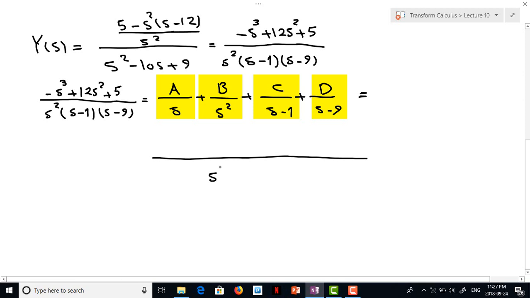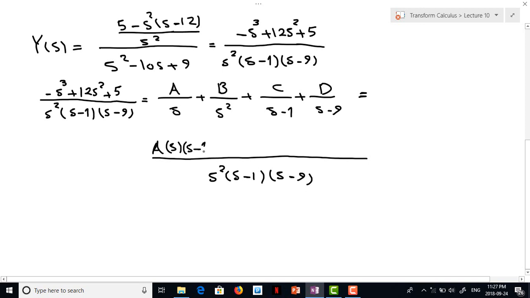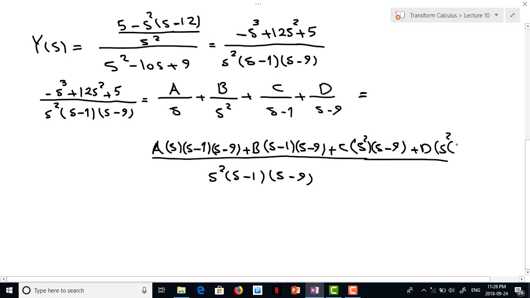So we have here s squared times s minus 1 times s minus 9. So in the numerator we have a times s minus 1 times s minus 9, plus b times s minus 1 times s minus 9, plus c times s squared times s minus 9, plus d times s squared times s minus 1.